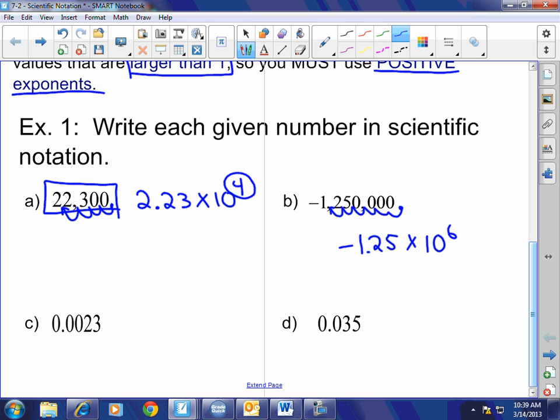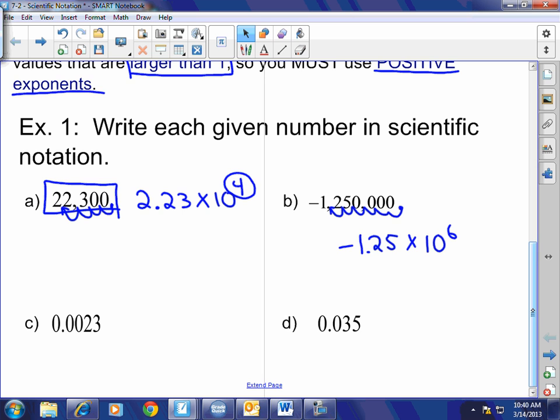A lot of people say, but Moro, you have a negative number. So what? What's the rule? If the absolute value is larger than 1, I am adding exponents. I use positive exponents. Are you with me so far?